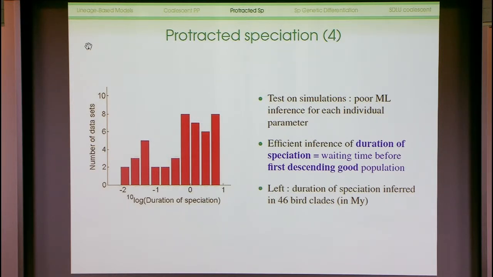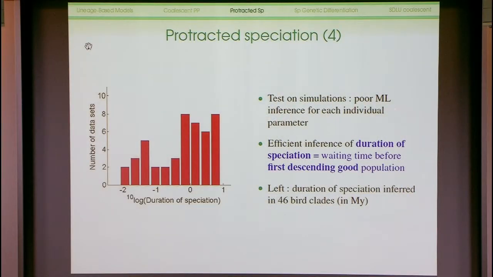So the parameters of the model are basically the rate at which you change from incipient to good, the rate at which good species go extinct, and the birth rate of the population. Okay, and what we got is that actually the maximum likelihood inference for each individual parameter was not so good. But what was good was the inference of a composite parameter, which is the duration of speciation.